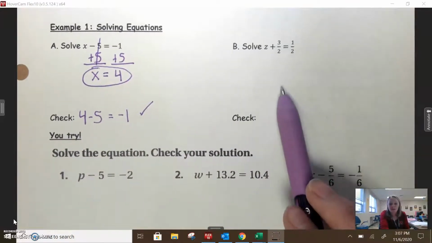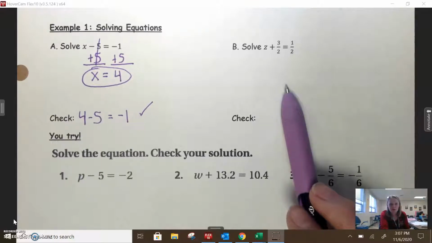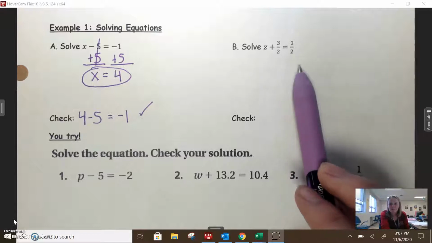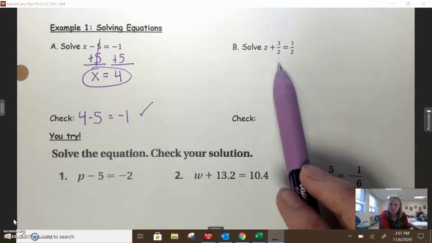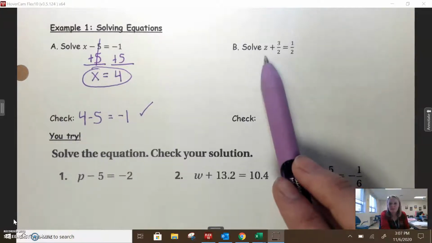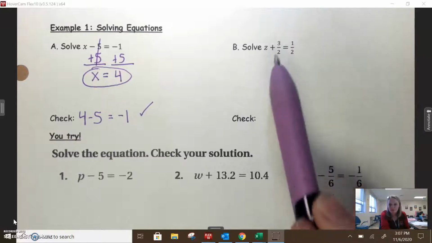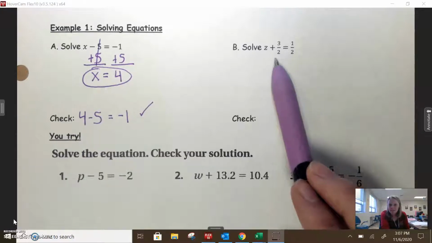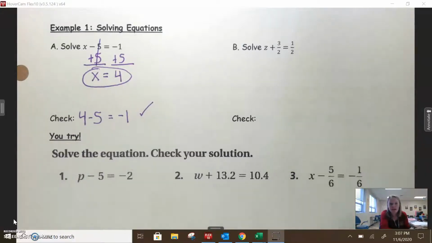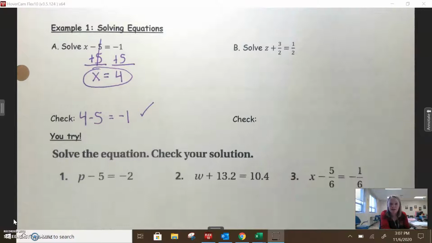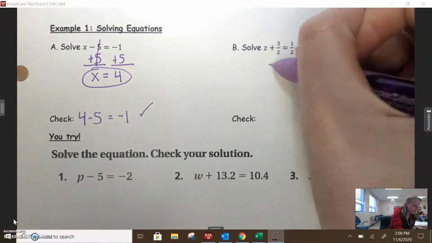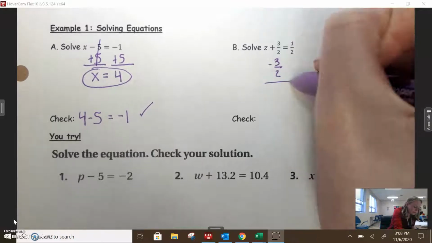So now if we look on the right side here, we're going to do another problem just like this. Now we have z plus 3/2 is equal to 1/2. So same thing here, we need to get the letter by itself. So this plus 3/2 needs to go away. In order to do that, I need to do the opposite of adding a 3/2. So the opposite of adding is going to be subtracting 3/2.